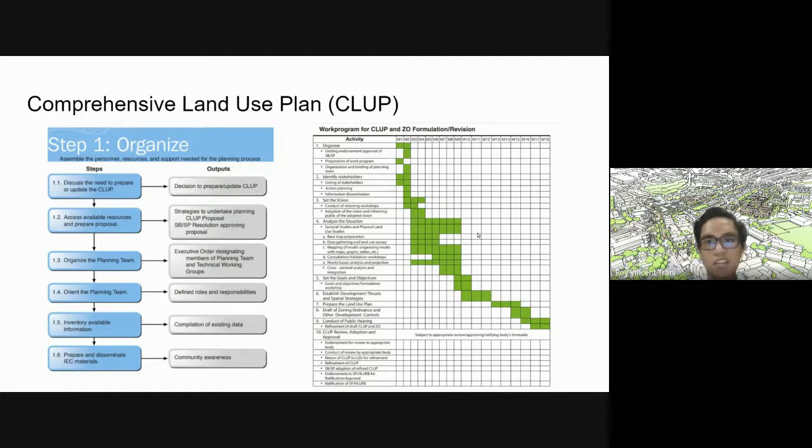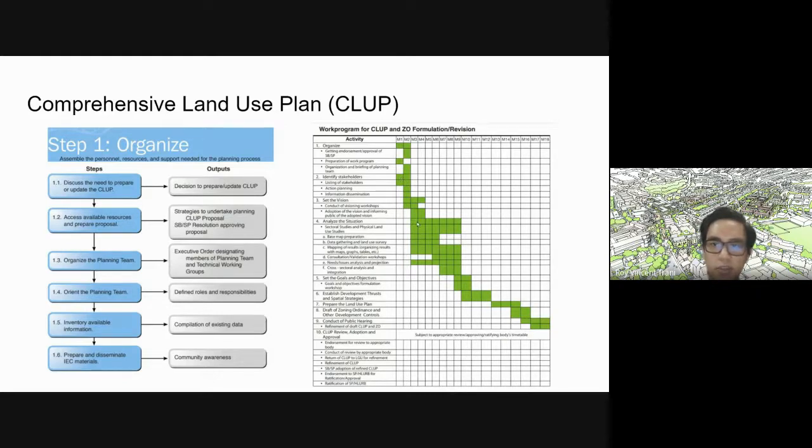So over here is a work program for a CLUP or zoning ordinance formulation or revision. They said in this document that the whole CLUP would take about 18 months to prepare. So that's a little bit over a year, a year and a half. So getting the approval of the SB and SP, I still don't know what that is. Preparation of the work program takes about 2 months. Identifying stakeholders, about 2 months.